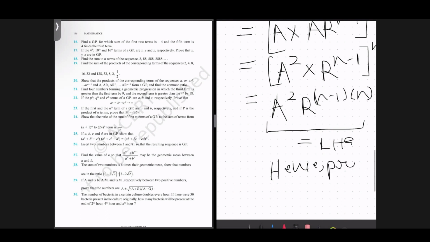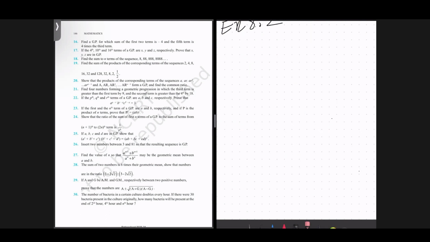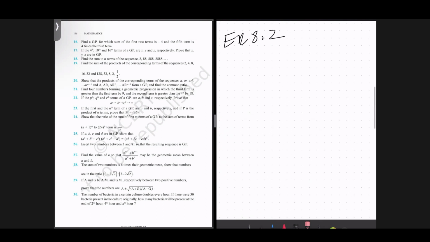That is hence proved. Correct. Moving on, in question number 24, we have to show that the ratio of the sum of the first n terms of the GP to the sum from n plus 1 to 2n terms is 1 upon r raised to the power n. Right. So in question number 24, let us assume the GP to have the first term as a and common ratio as r.